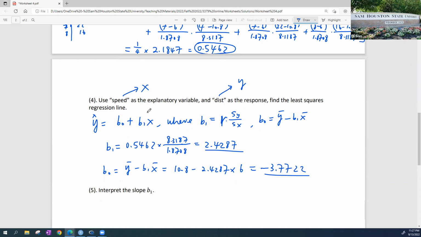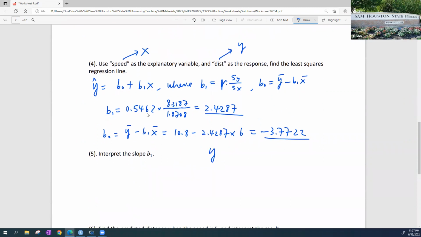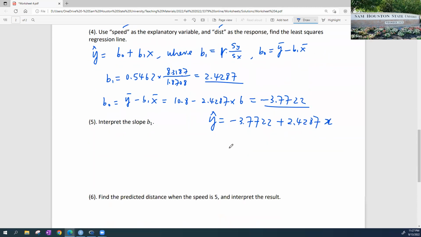That's our b naught. So then we can rewrite y hat equals negative 3.7722 plus 2.4287x. So that is the least squares regression line.